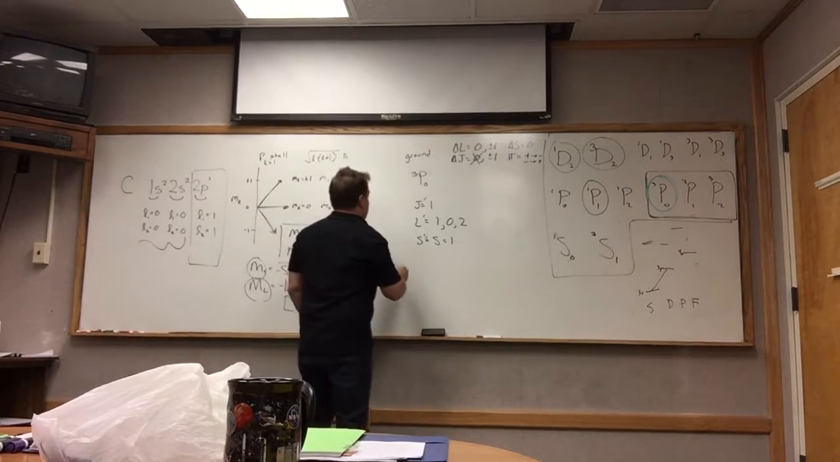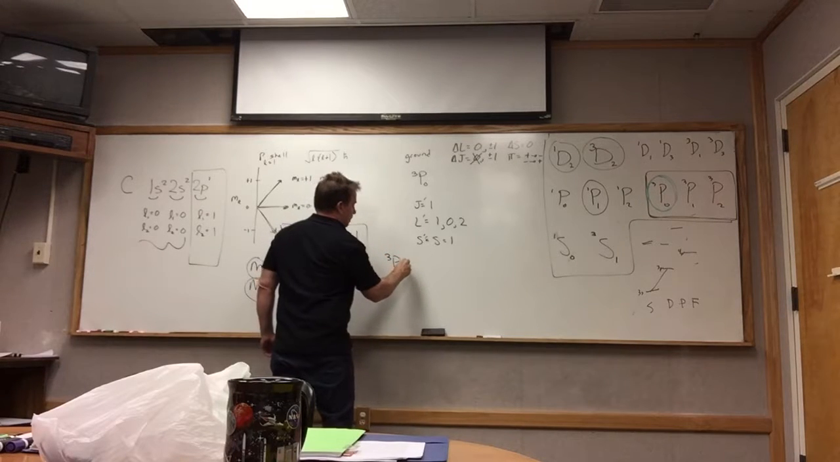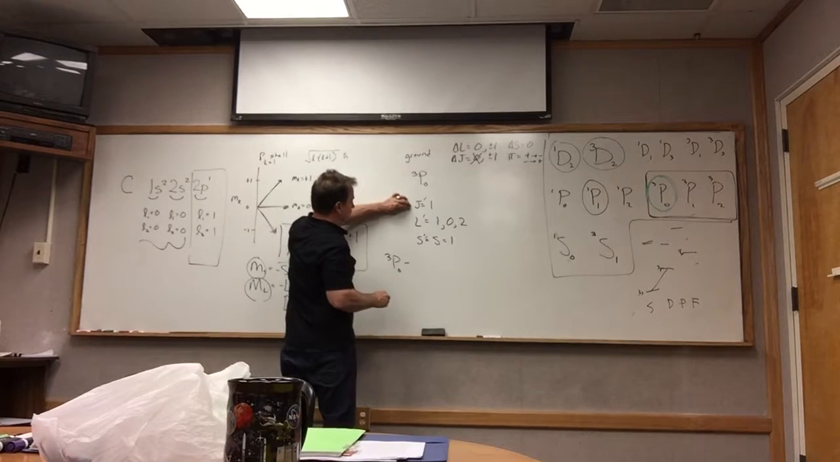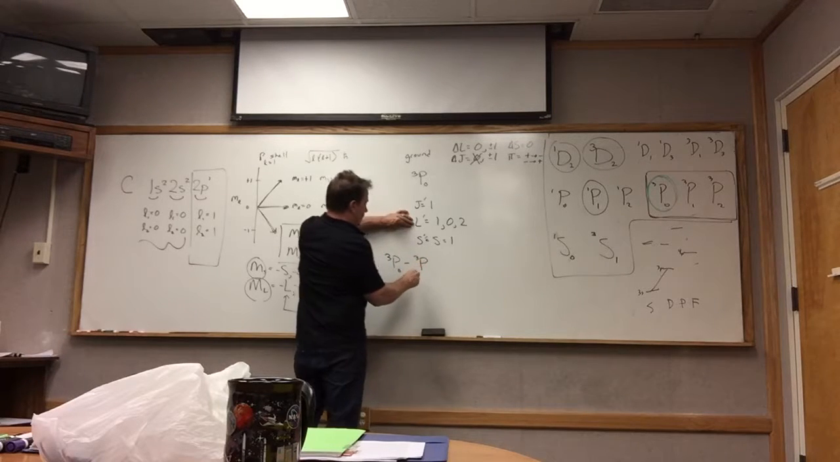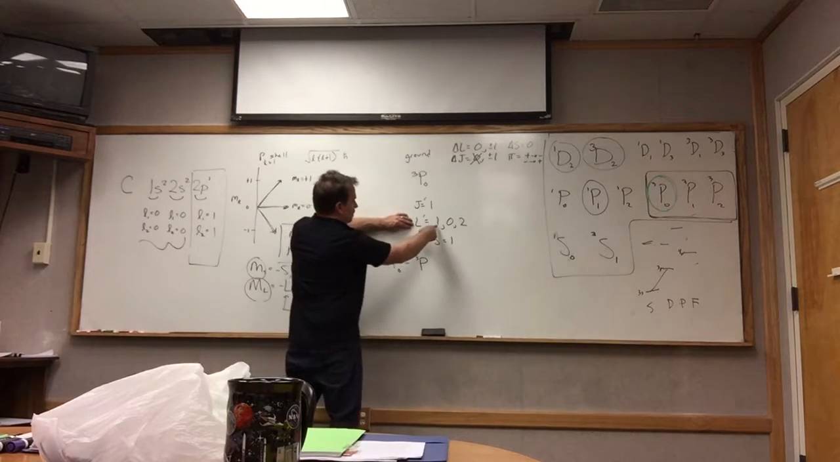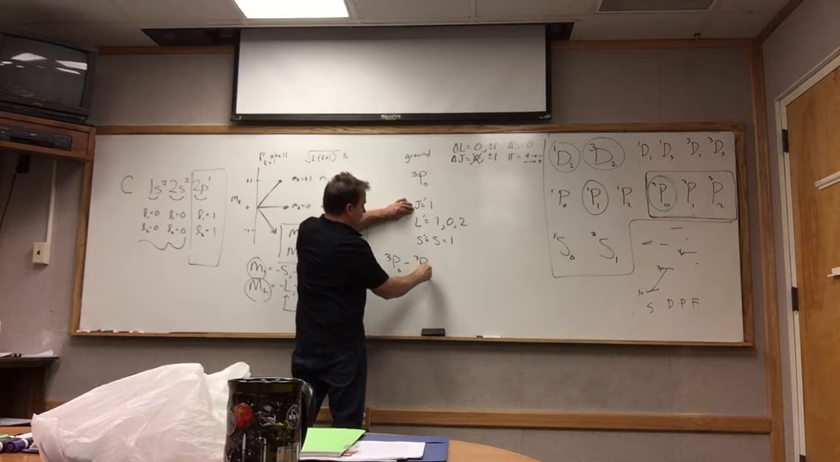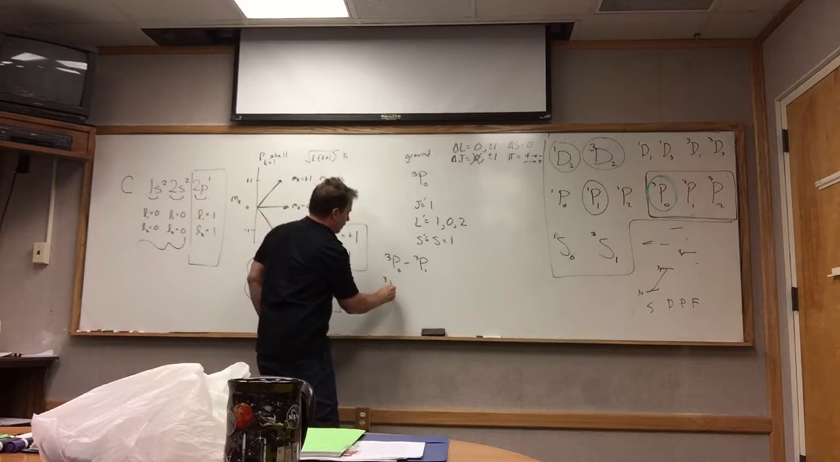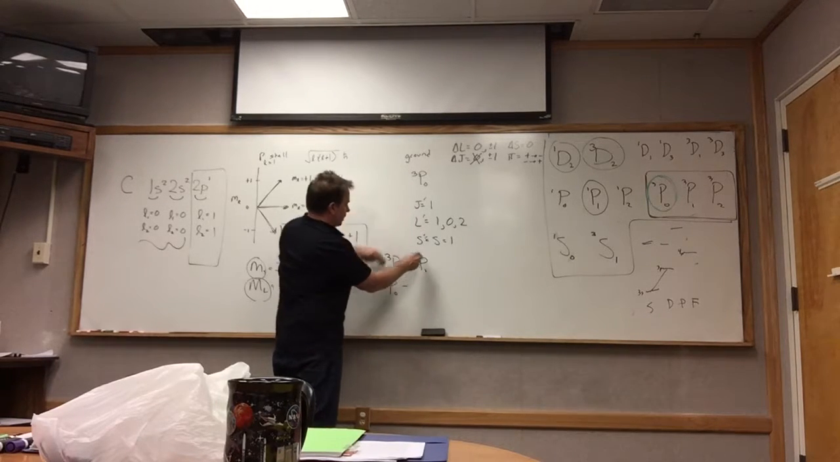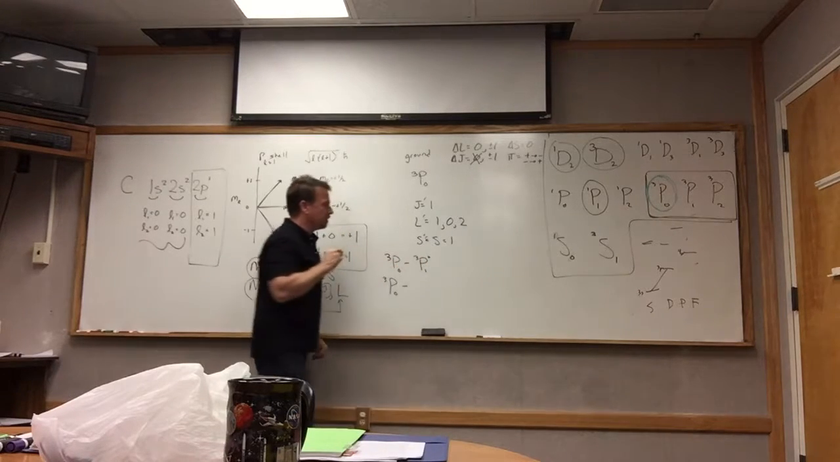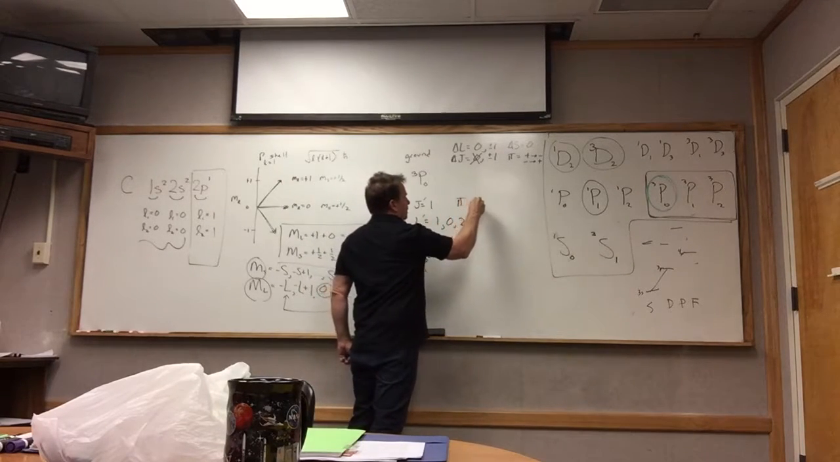So, what are the transitions we can have? 3P0, 2. On the right, we can go to 3P1, or we can do 3P0, 2. I think that's the only 3P1, oh, odd parity. Parity changes.